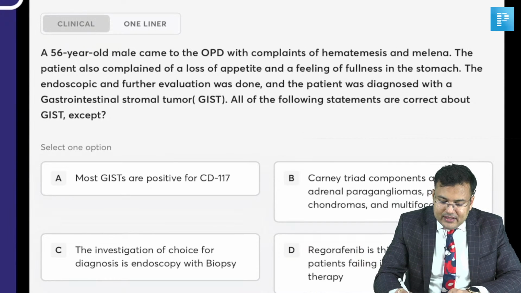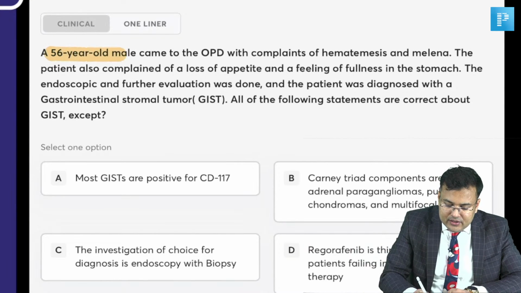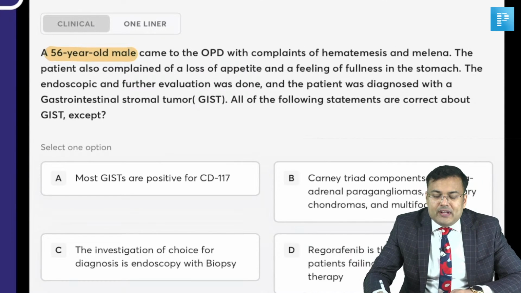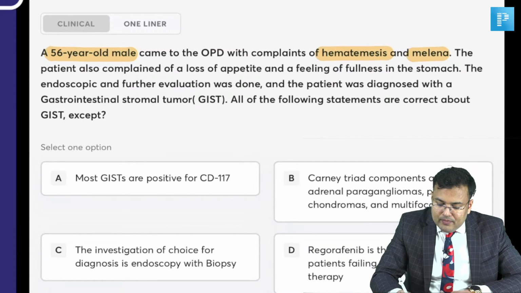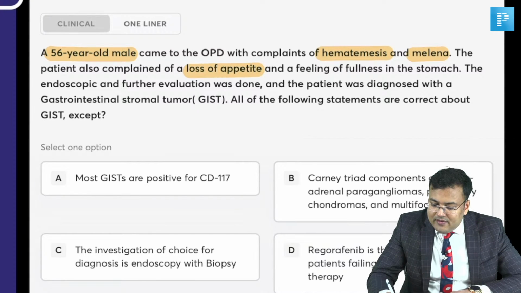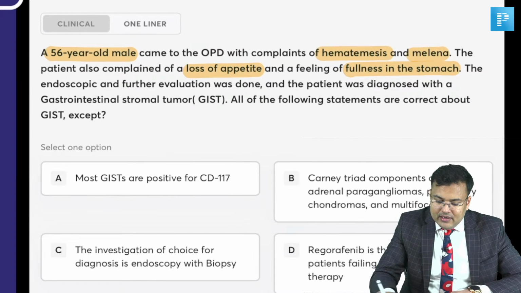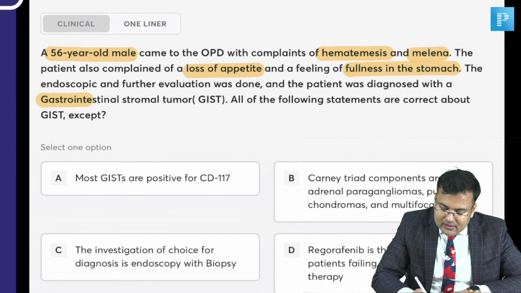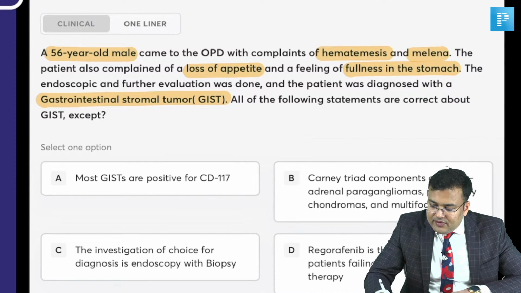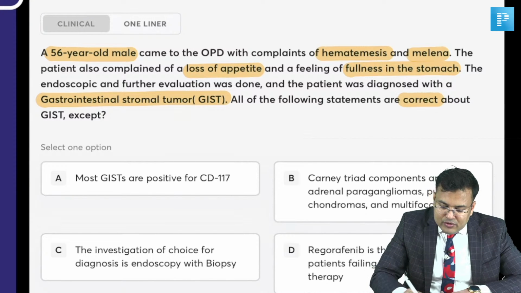Very, very easy. 56 years old male presented to OPD with complaints of hematemesis and melena. Patient also complains of loss of appetite, feeling of fullness in stomach. Endoscopic and further evaluation was done and the patient was diagnosed with a GIST. Clear? GIST. All of the following statements are correct about GIST except which statement is not correct.